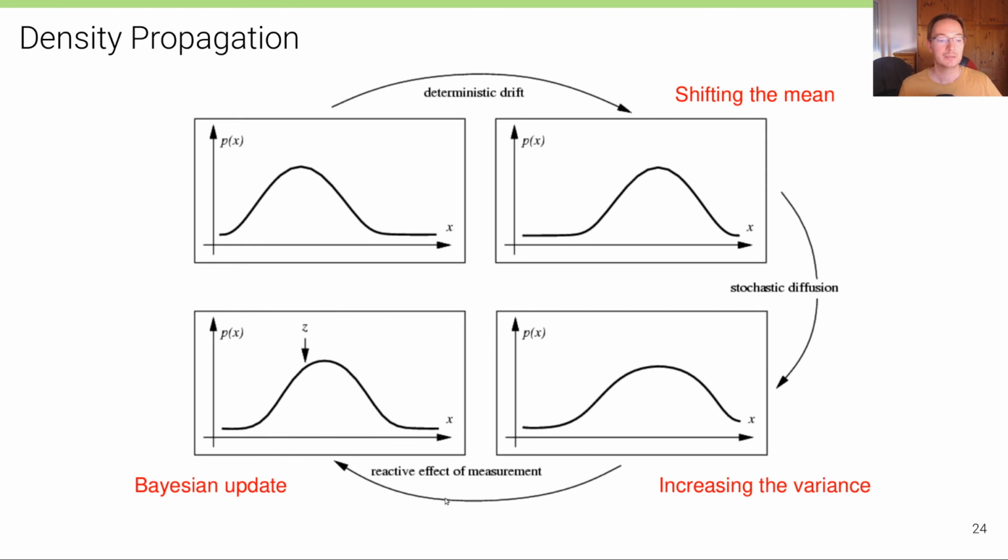But then we also integrate the new measurements. As you can see, now the variance decreases again and the distribution gets closer to the observation. So we're averaging the effect of the prediction and the observation, if you will.